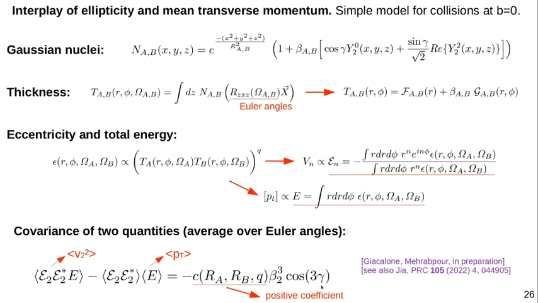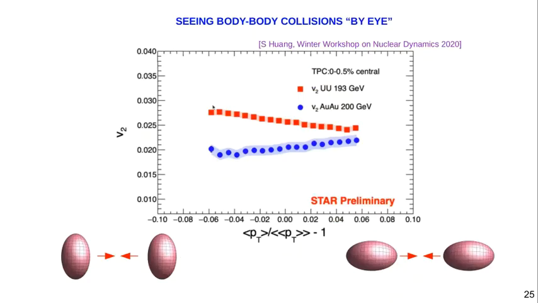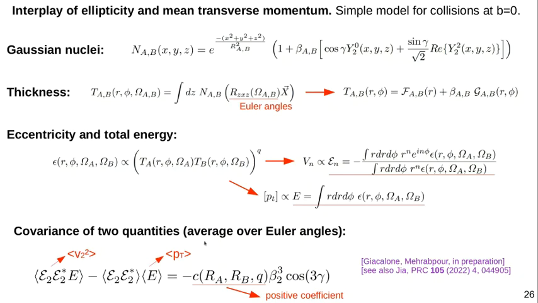And there's also a leading proportionality to gamma, the triaxiality actually. But there is a minus sign, and this is very interesting. This means that precisely this negative slope, you can see it as coming from this minus sign. And so you can actually measure this covariance experimentally.